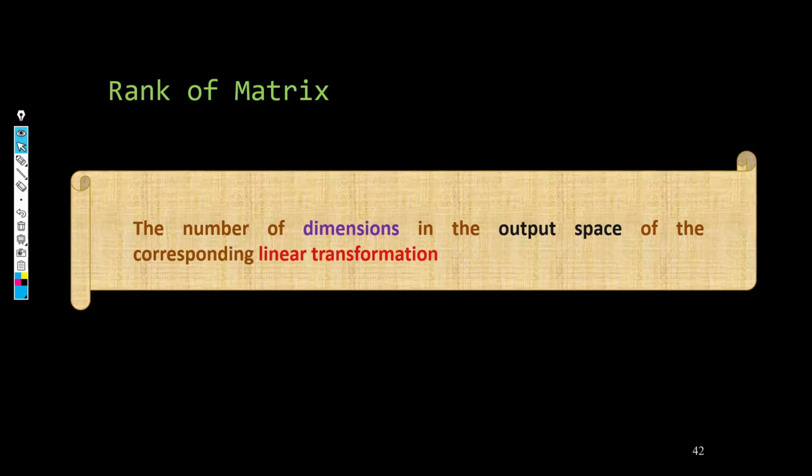So as we have discussed, rank of a matrix is the number of dimensions in the output space of the corresponding linear transformation. Linear transformations we have already discussed. For example, we are talking about a matrix A. If we apply this matrix A on a vector, let's say u, and we get another vector v, we have discussed in the previous video that this vector and this vector can be of different dimension.